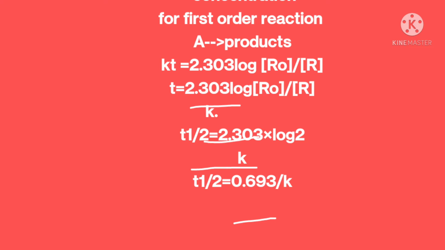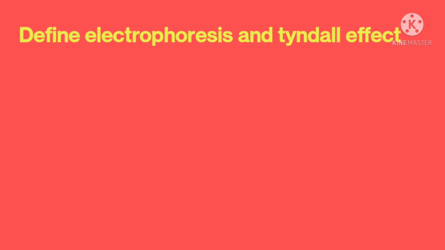Kt is 2.303 log R0 upon R, or t is equal to 2.303 upon k log R0 upon R. Now, t half is equal to 2.303 upon k log R0 upon R0 upon 2, which is log 2. So we get t half is equal to 2.303 into 0.3010, which is 0.693 upon k.